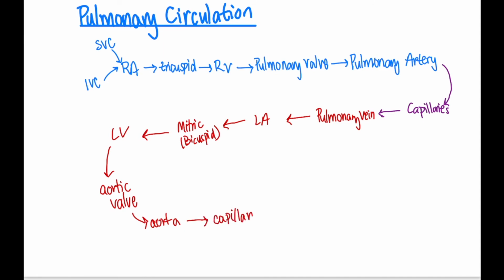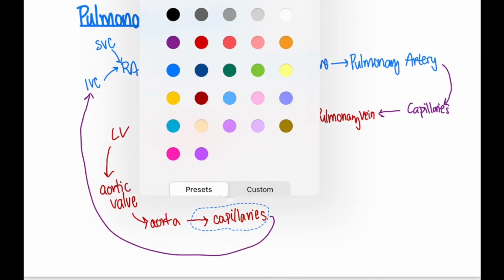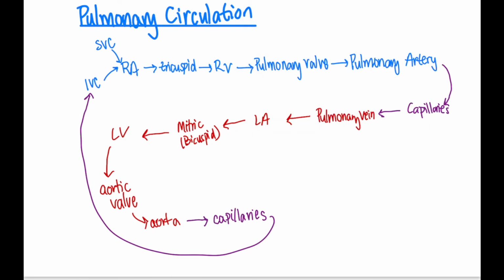From here, it will then go to the capillaries, but these are going to be the capillaries in the body. And the blood will then become deoxygenated as it gives oxygen to the tissues in the body. And now that deoxygenated blood can re-enter via the inferior and superior vena cava, which will then connect at the right atrium.